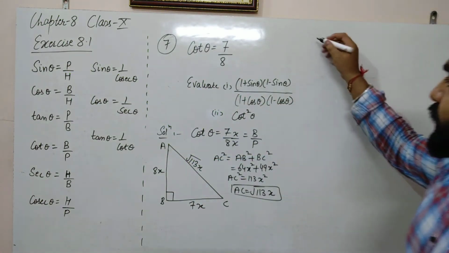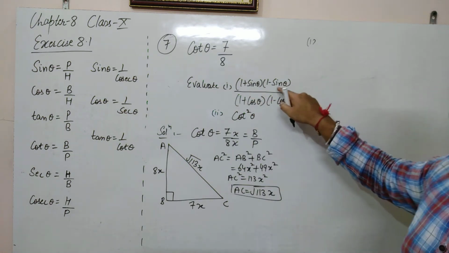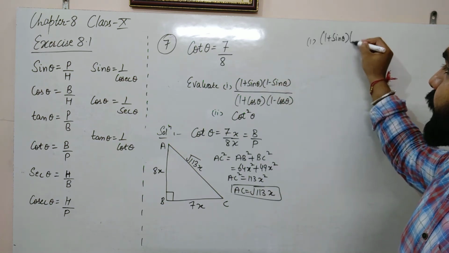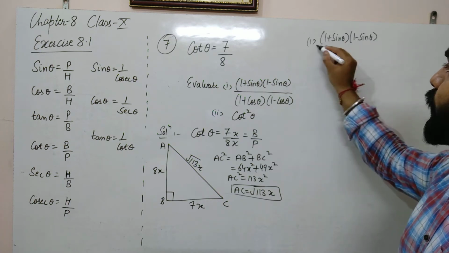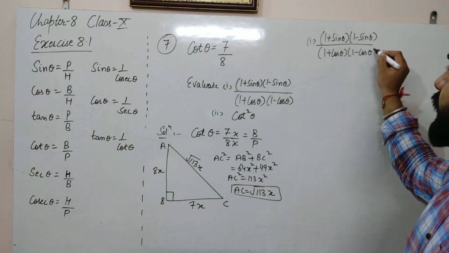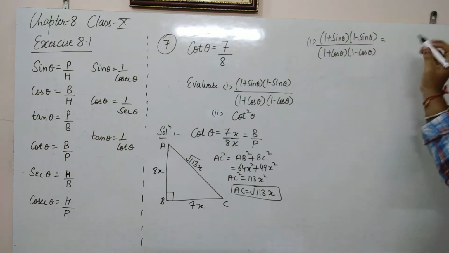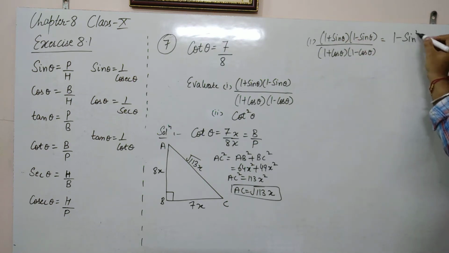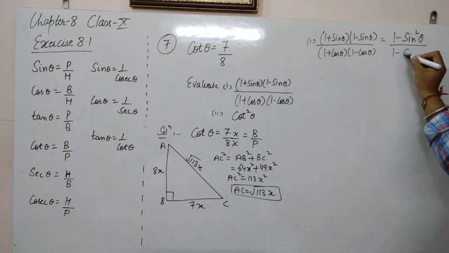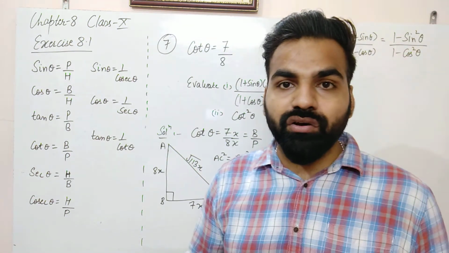So first of all we are doing the first part here. We have to evaluate this. So we will first simplify this: 1 plus sin theta into 1 minus sin theta upon 1 plus cos theta into 1 minus cos theta. Here you can see that it is forming the identity A plus B, A minus B. This will be 1 minus sin square theta upon 1 minus cos square theta. Now we will put the value of sin theta and cos theta here.